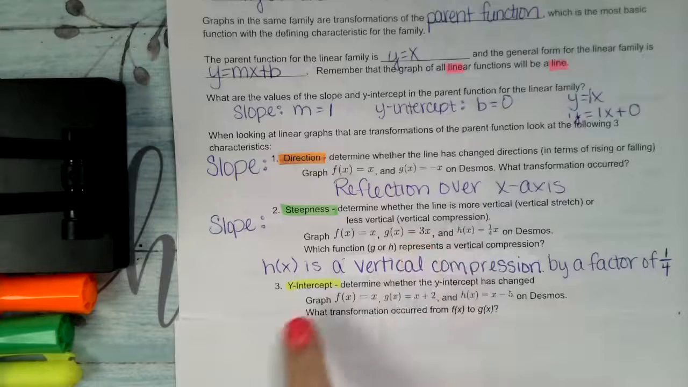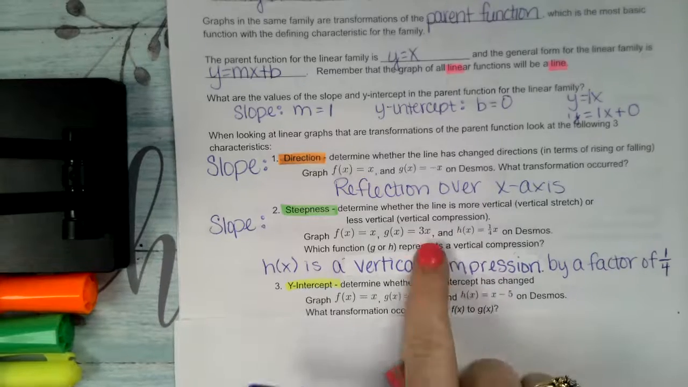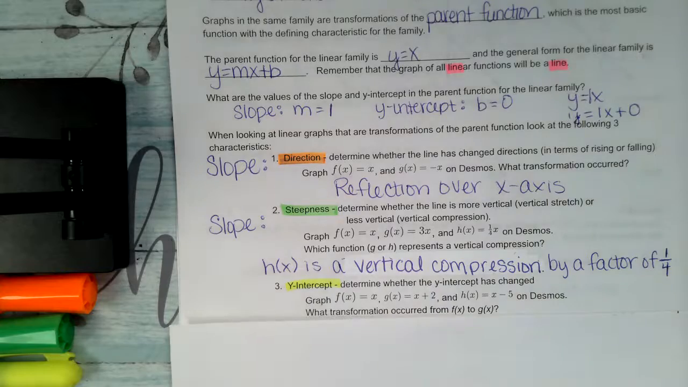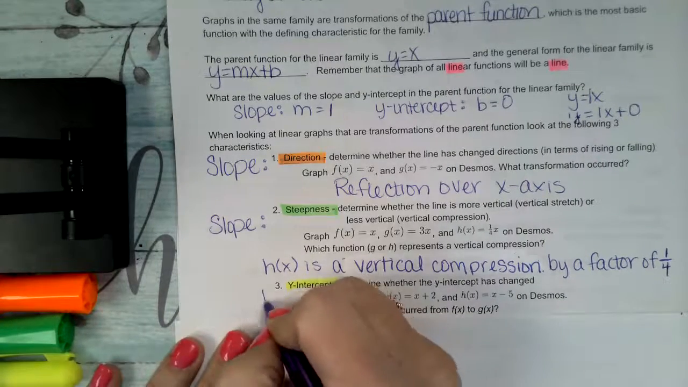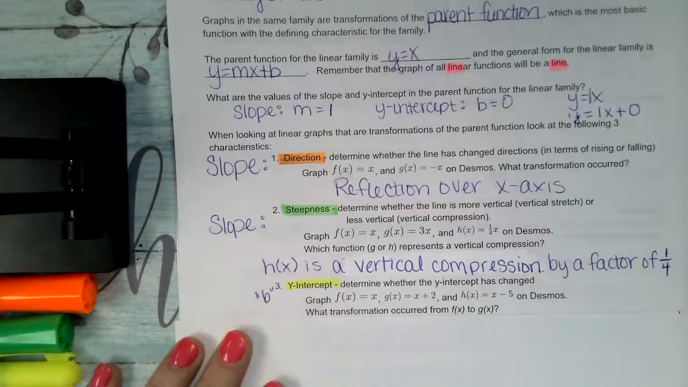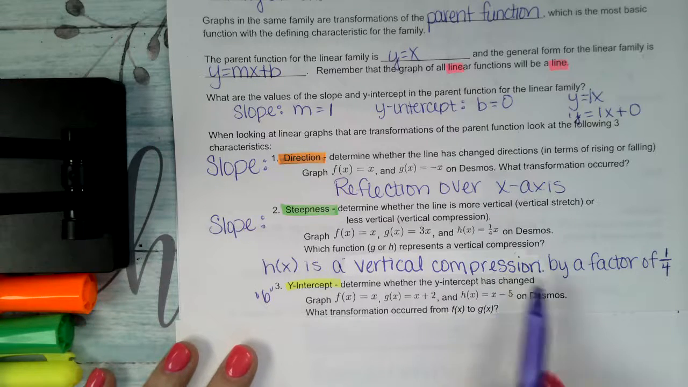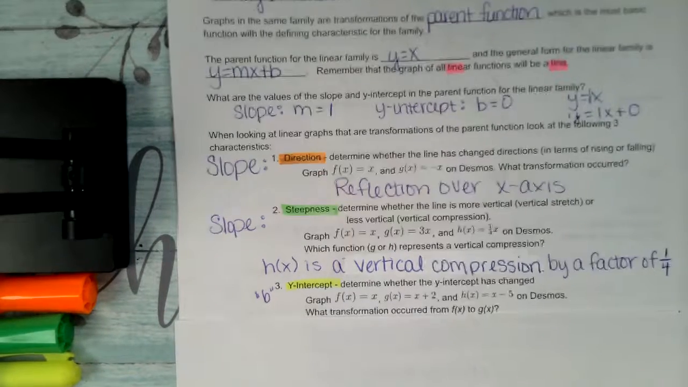If it was a vertical stretch, you would have said it's a vertical stretch by a factor of, and in this one would have been a 3. Next is the y-intercept. You're talking about the b part on this in this case. You're going to determine whether the y-intercept has changed. Did it move up or down on the graph?